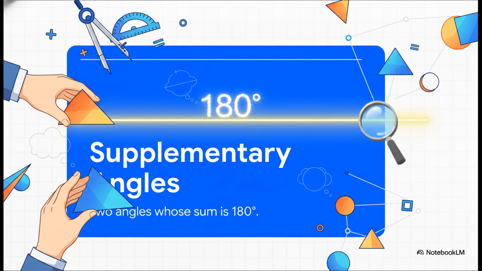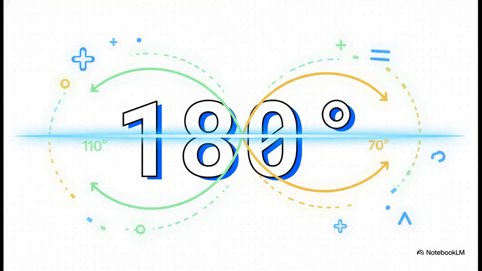Next up, we have supplementary angles. For this one, think straight. These are two angles that, when you place them right next to each other, form a perfect straight line. And we already know a straight line is 180 degrees. So, a wide 110-degree angle and a 70-degree angle are supplementary. They fit together perfectly to make that straight line.